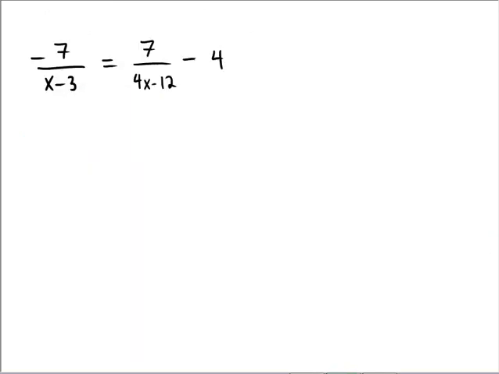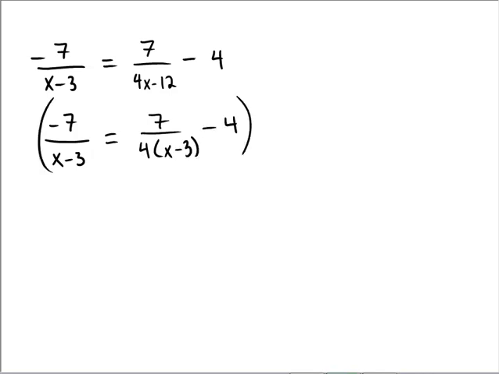So pause the video and try to do this one on your own, and assuming you gave it a shot here, I'm going to do it very quickly so you can see all the pieces. -7 over x minus 3 equals 7 over 4 times x minus 3 subtracted by 4. The quantity we're going to choose to multiply on both sides will be 4 times x minus 3. And we're going to bring it over here, distribute here, and distribute here.